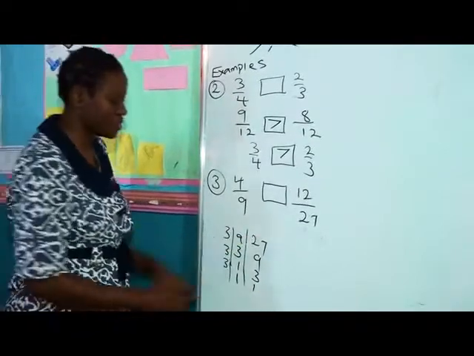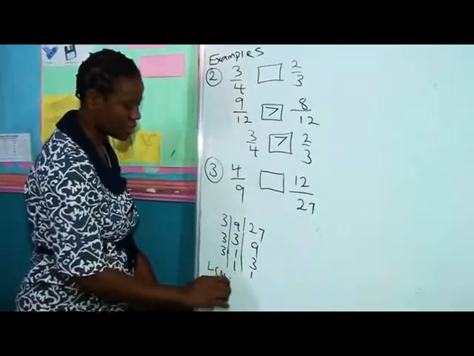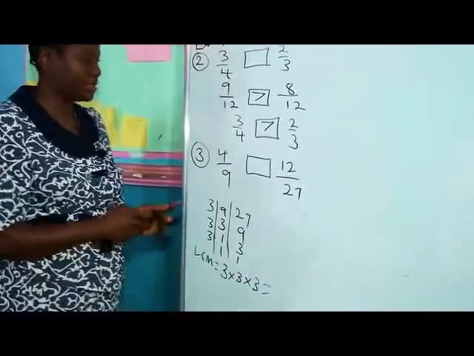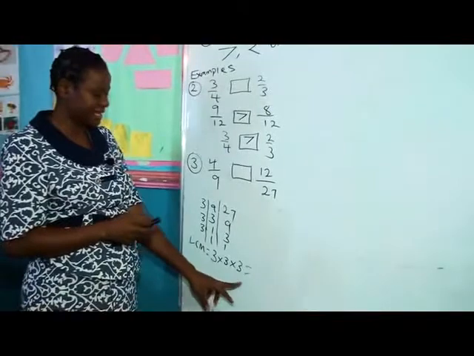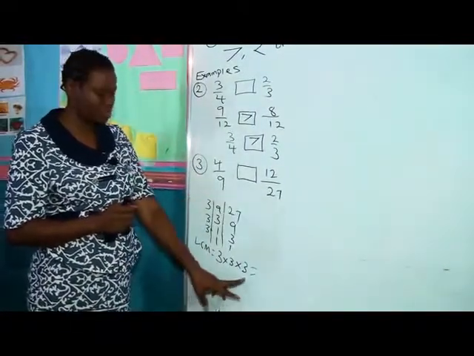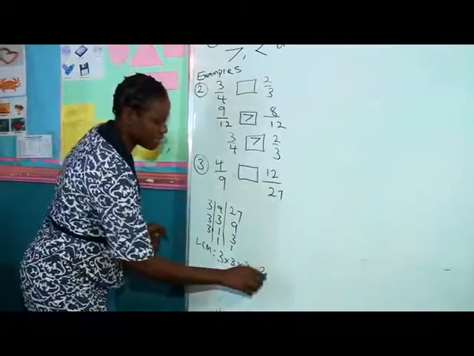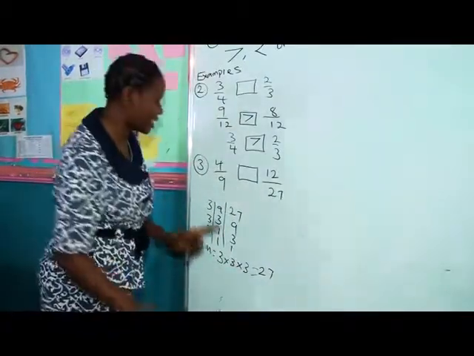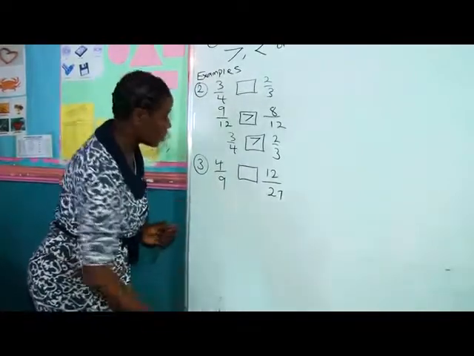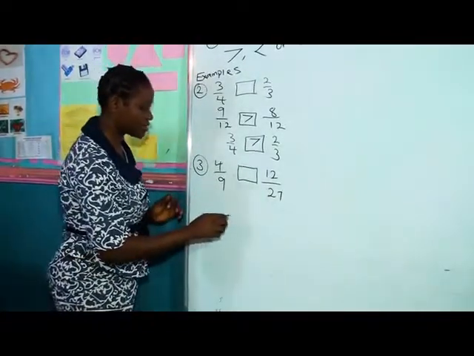So the LCM of 9 and 27 will be 3 times 3 times 3. 3 times 3 is 9, and 9 times 3 is 27. So the LCM of 9 and 27 is 27. So we come here and change the denominators.